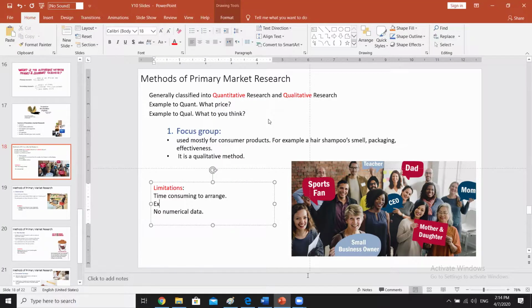So expensive. But remember, guys, in the exam, you have to be able to explain why it's expensive, why it's time consuming, and why no numerical data is obtained, because we ask for our candidates' opinion. Okay, so I'm going to give you 2 seconds to tell me if you have any questions about focus group, and then we are going to go to the second slide.